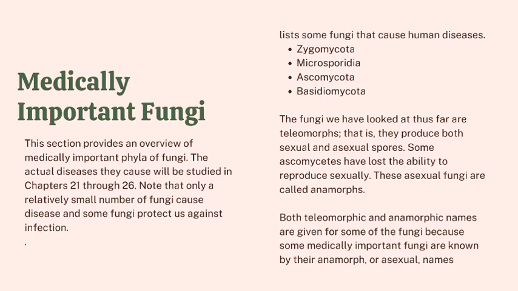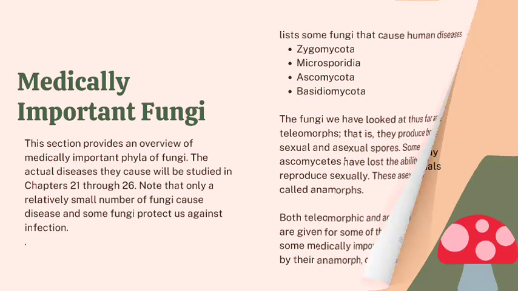The fungi we have looked at thus far are teleomorphs, that is, they produce both sexual and asexual spores. Some ascomycetes have lost the ability to reproduce sexually. These asexual fungi are called anamorphs. Both teleomorphic and anamorphic names are given for some of the fungi because some medically important fungi are known by their anamorphs or asexual names.